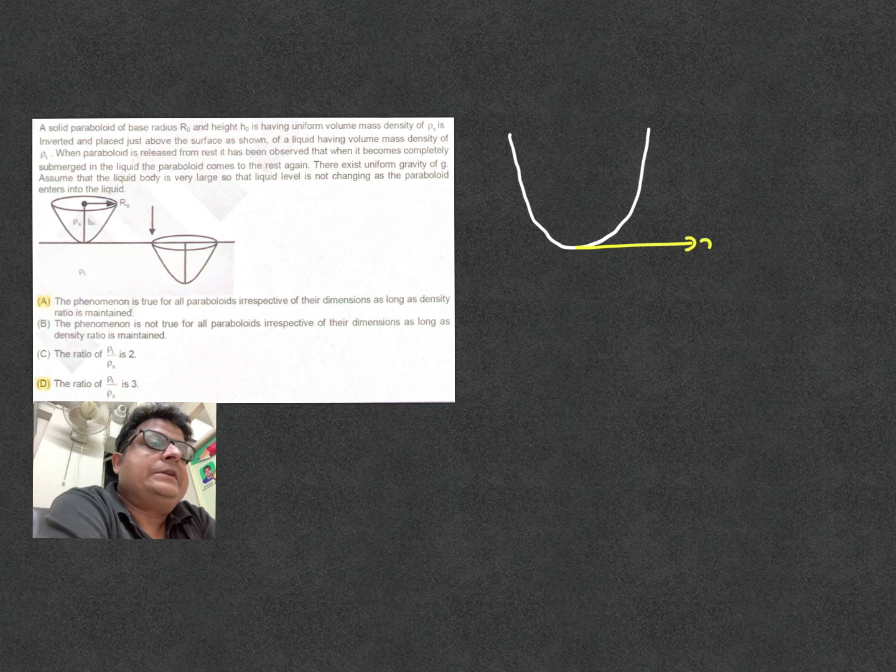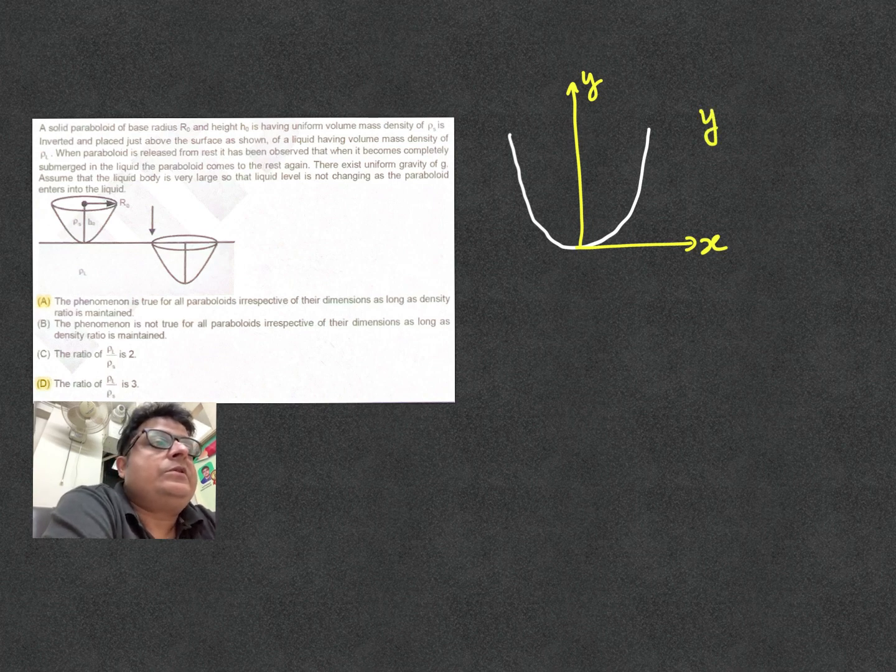Okay, so first we'll do it in this way. This is the paraboloid, and if I draw the x axis and y axis, the equation of this parabola is the equation of parabola. The paraboloid is the surface you get on rotating this parabola about the y-axis. Now let this be y equal to kx square.